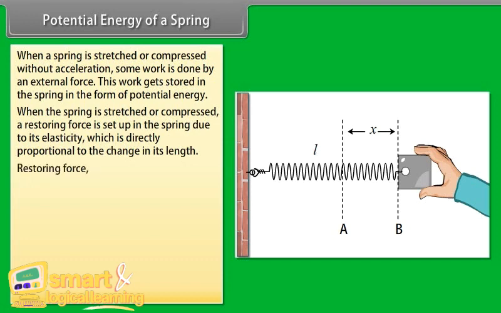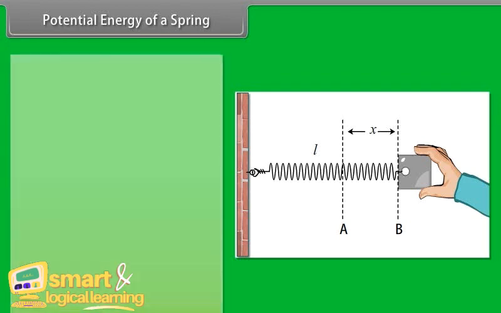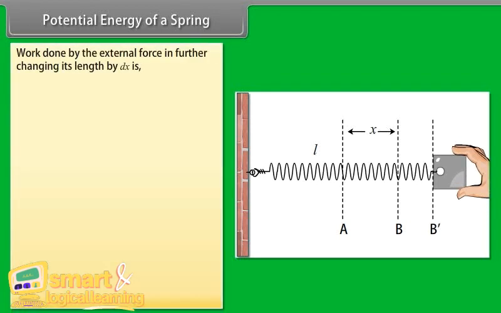The restoring force is given by F is directly proportional to x. F is equal to minus kx, where k is the force constant of the spring and the negative sign shows that it always acts in the direction opposite to the change. Then, the external force required at this instant is given by F equal to kx. Work done by the external force in further changing its length by dx is dW equal to the dot product of F vector and dx vector, or dW equal to kx dx.